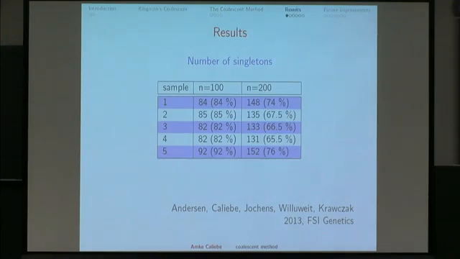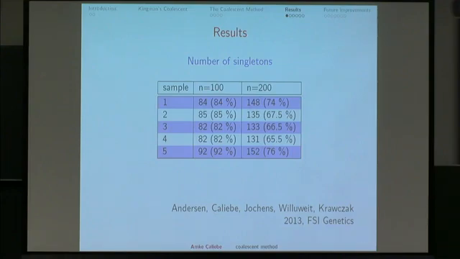Okay, so here are the number of singletons we have in the databases. Remember, we have 7 loci, and here we have 5 databases of size 100. You can see the number of singletons is about 80 to 90%. In a database of size 200, we have, of course, fewer singletons, about 65 to 75%. For each of these singletons, we take it out of the database and try to estimate it from the rest of the database by the different methods.